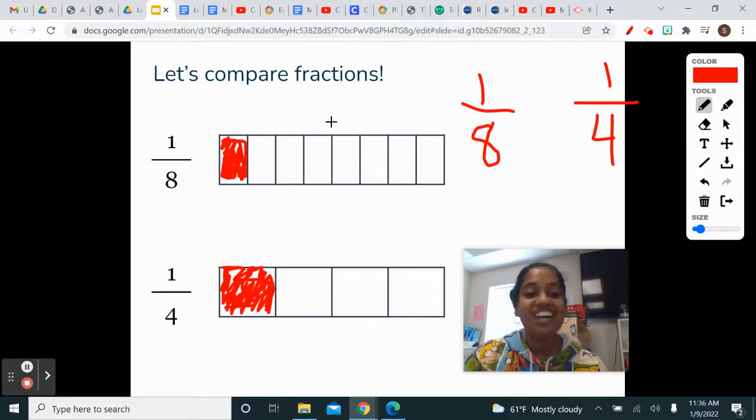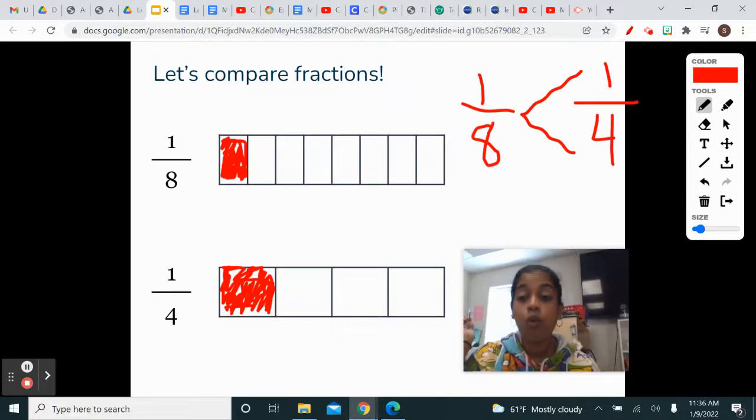All right, welcome back. So let's go ahead and look at our 2 fractions. So I have 1/8 right here and 1/4. I can see that from both of these fractions that 1/4 is greater than 1/8, because that's a bigger portion. That's a bigger piece, right? So our comparison statement says that 1/8 is less than 1/4.